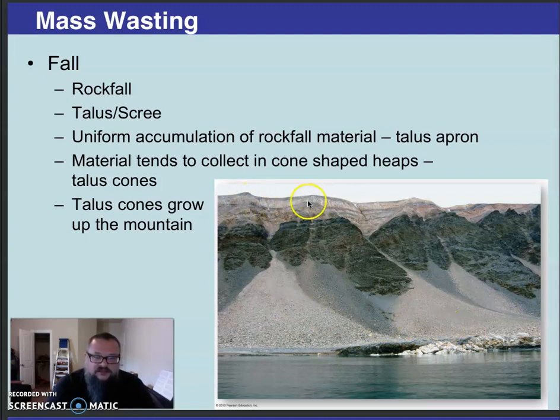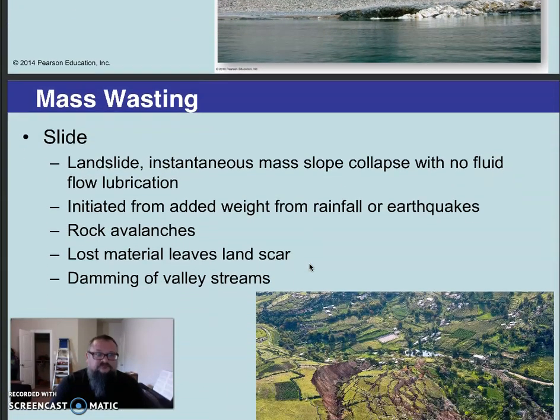Over time, the tops of the mountains wear down and these talus cones grow up. Okay, so the talus cones get steeper. The tops of the mountains get weathered down. Rockfall happens really, really fast, and rockfall does not need any moisture at all to happen, right? So it can happen dry, and it happens really, really fast.